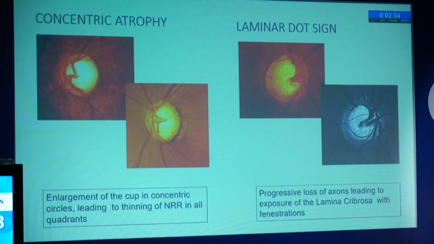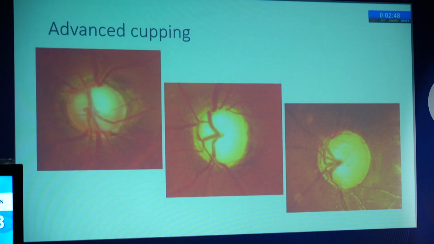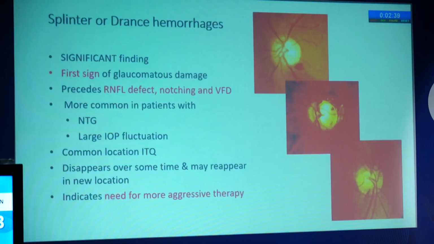Concentric atrophy can occur because of the enlargement of the cup, and the laminar dot sign can be seen as a fenestration in glaucoma because of loss of neuronal tissue. This is advanced cupping where you see pallor less than cupping, and in very advanced glaucoma you can also see thinning of the NRR. Coming to vascular signs, there can be significant findings, and the first sign of glaucomatous damage is common in the inferior temporal quadrant, and they need more aggressive therapy.